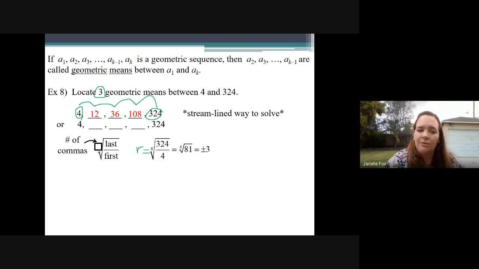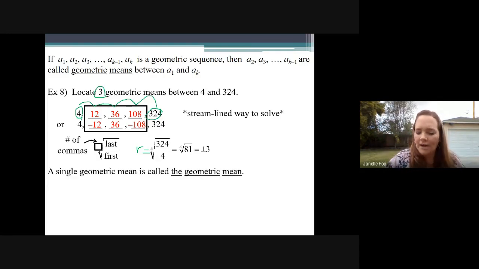Okay, so now we're going to do multiplying by negative 3. 4 times negative 3 is negative 12. Negative 12 times negative 3 is positive 36. That times negative 3 is negative 108. And then we're back to our 324 being a positive. So that is all of the two sets of answers. And actually, there is two sets, okay? So you would have to have both of those sets.